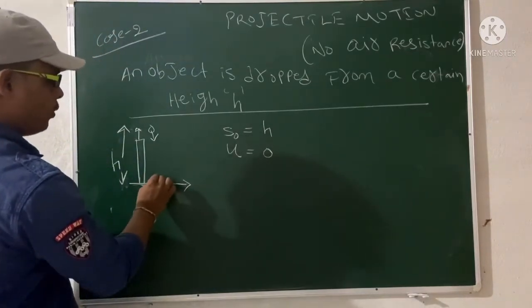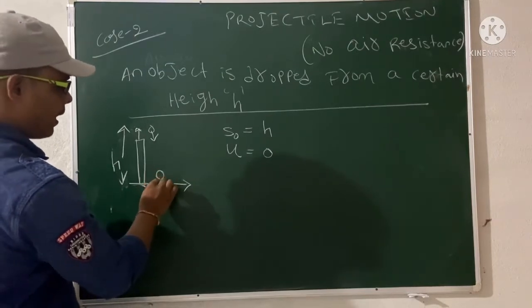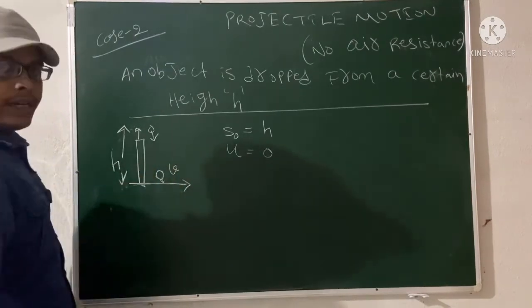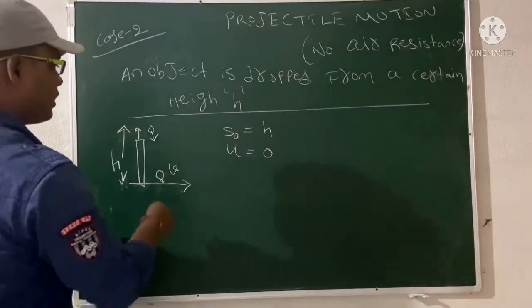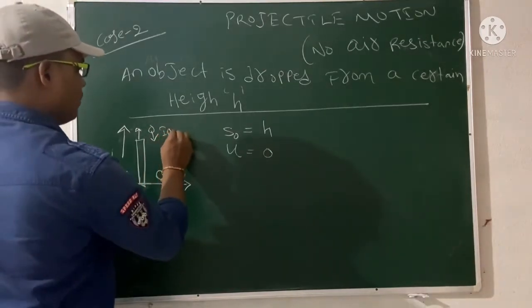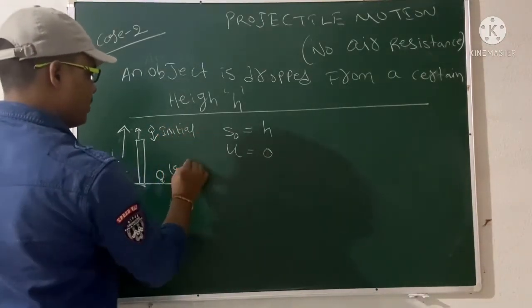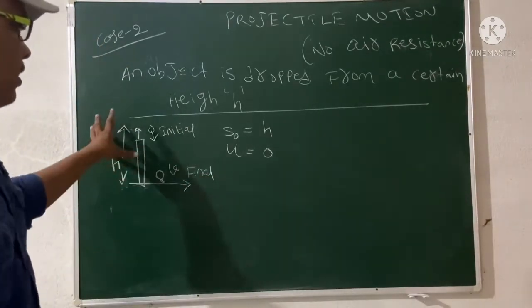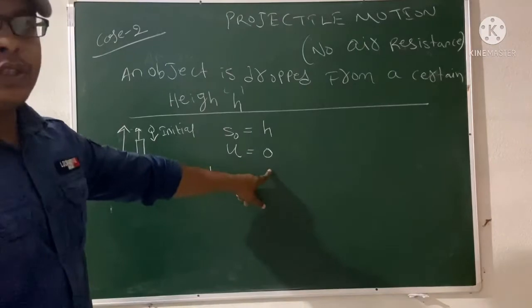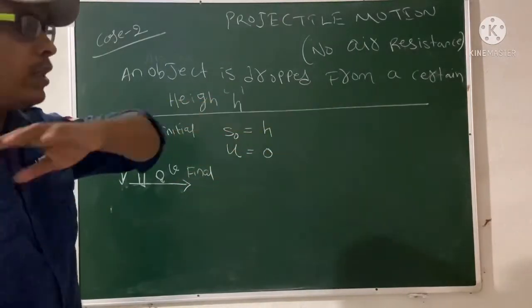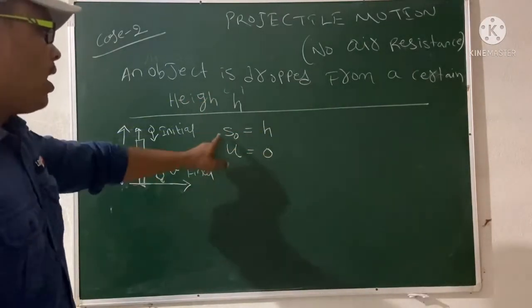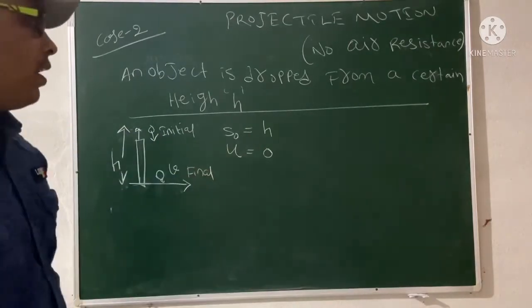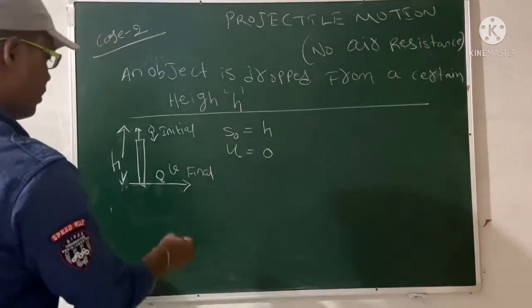So when the ball reaches the ground, your final velocity will be v, right? The ball is dropped, so this is initial and this one is your final. So the ball is dropped from the height s with the initial velocity 0. That means we are just dropping, so we didn't give any initial velocity. And s0 is your h, that is your initial height, right? So what are the equations of motion?